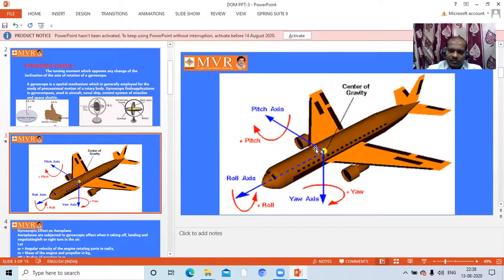So it has a longitudinal axis, it has a transverse axis. The longitudinal axis is going for the rightward and leftward. Rolling is going for the forward motion. Next one is about pitch, that is about up and down motion. Let us go for the derivation of this gyroscopic couple.